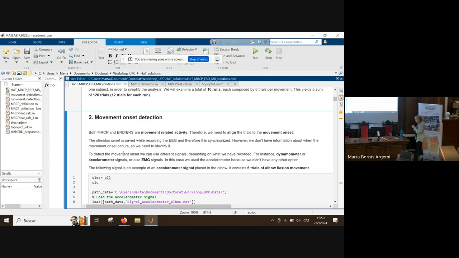So to detect the movement onset, we need a signal which is related to the movement. In the case of the data set that we had, the signal was an accelerometer signal. But it could also be a dynamometer signal or EMG signals. The important thing here is that these signals have to be synchronized with the EEG. So we need to record them simultaneously and synchronize them. As I said, the signal that we will analyze today to detect the movement onset is the accelerometer signal, because it's the one that we had.